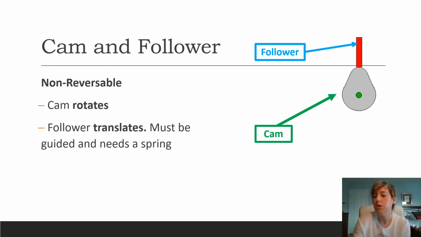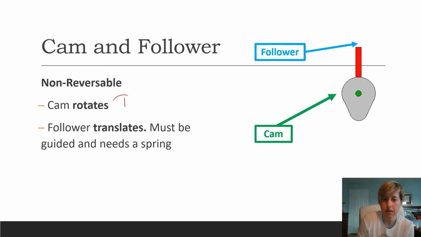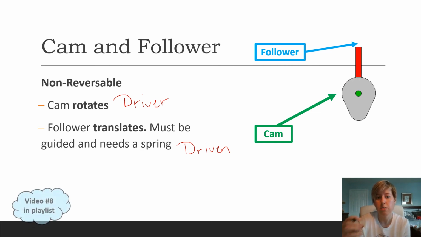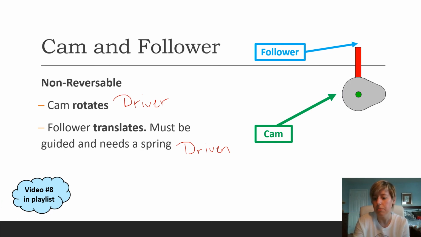Our last motion transformation system is our Tamann follower. And our Tamann follower is not reversible. The cam has to be the driver. It is always the driver component and it rotates. As a result, the follower is the driven and it undergoes translational motion. I hope these helped. Make sure to check out the videos in the playlist. The specific video for the Tamann follower would be video 8 in the playlist.